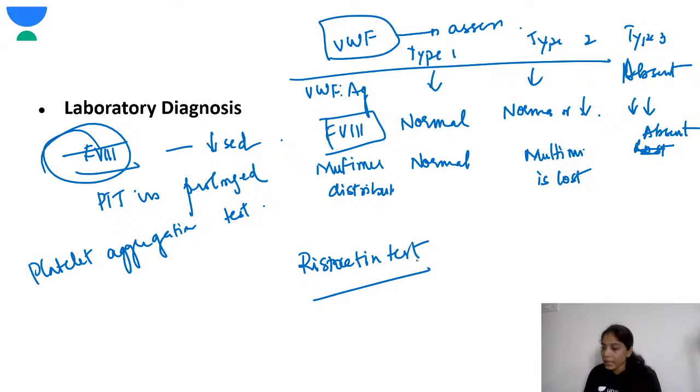So this basically causes the binding of platelet and von Willebrand factor. When you add ristocetin, normally there should be clotting, the aggregation of the platelets. If that is not happening, then you have to suspect von Willebrand disease.